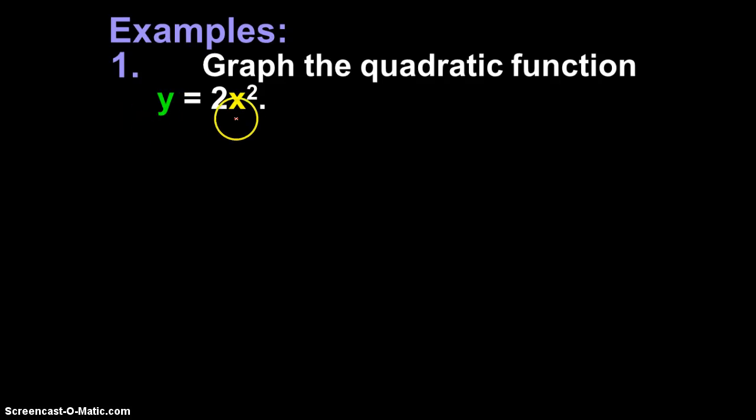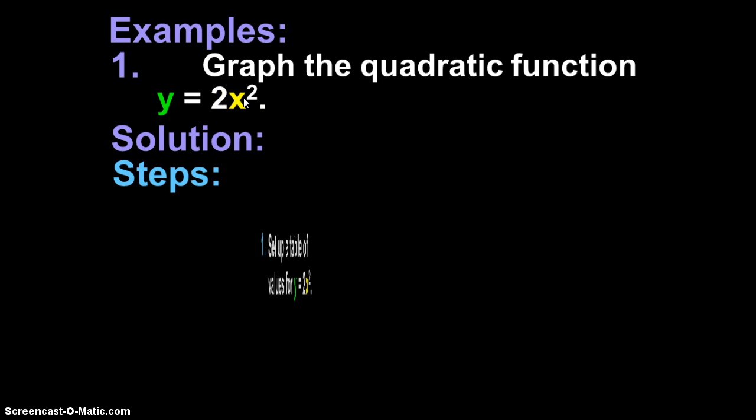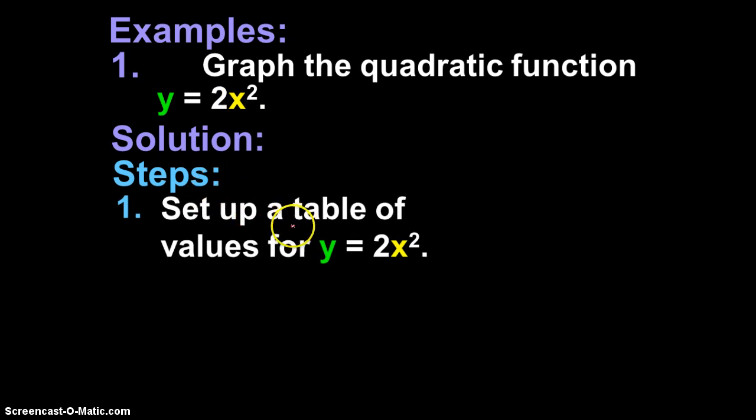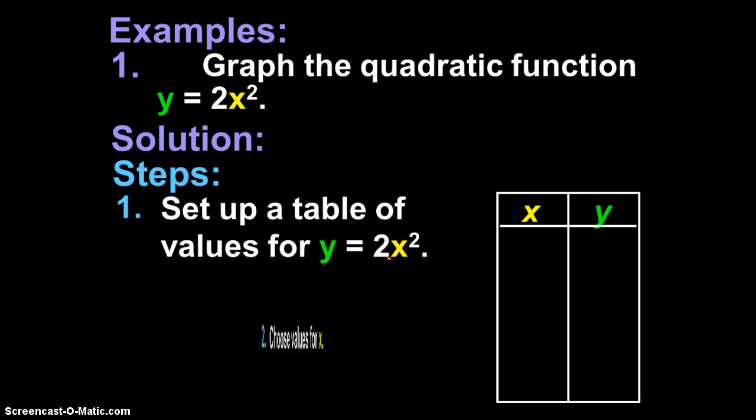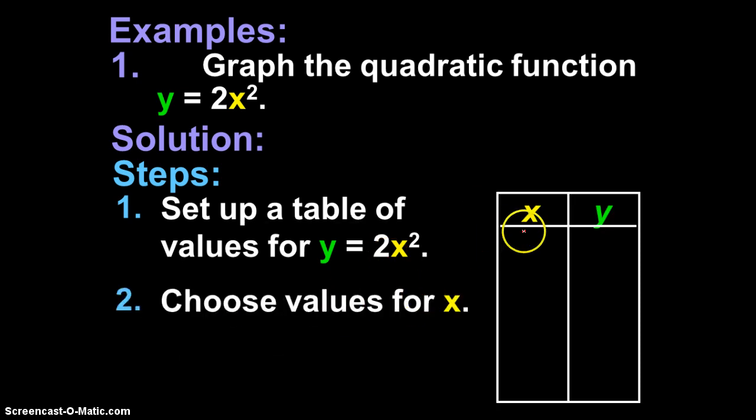For example, here y equals 2x squared. Here we don't have bx or c, we don't have the y-intercept, we're just dealing with x squared. So we're going to follow 3 steps. First, we'll set up a table of values for y equals 2x squared. So let's choose some values for x. It's always recommended that you select 0 and then choose some values on the positive side and on the negative side.